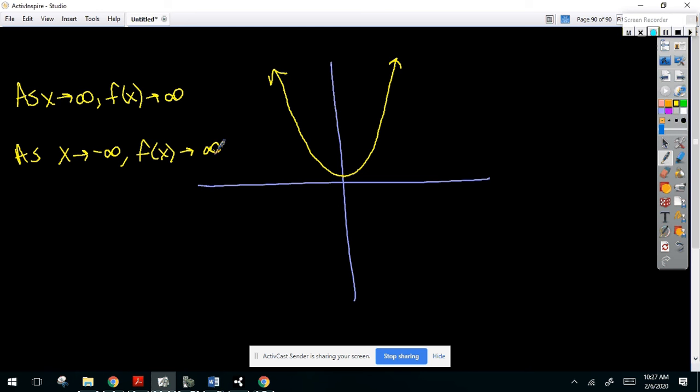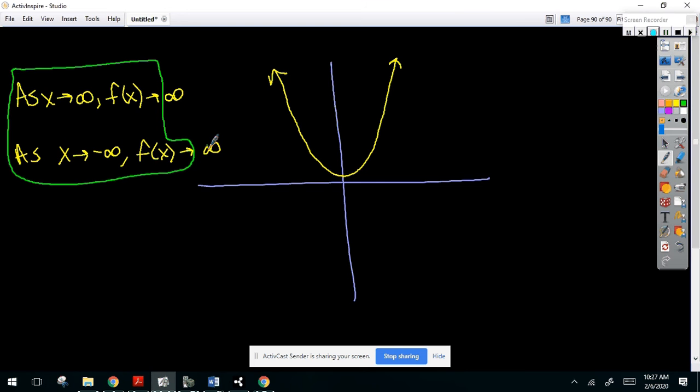Listen, do you see the pattern here though? This is the same every time. The only thing you're changing is whether it's positive or negative. Is it going up or is it going down? Every time you do end behavior, this is the same. For every problem, the only thing that's changing is the sign.